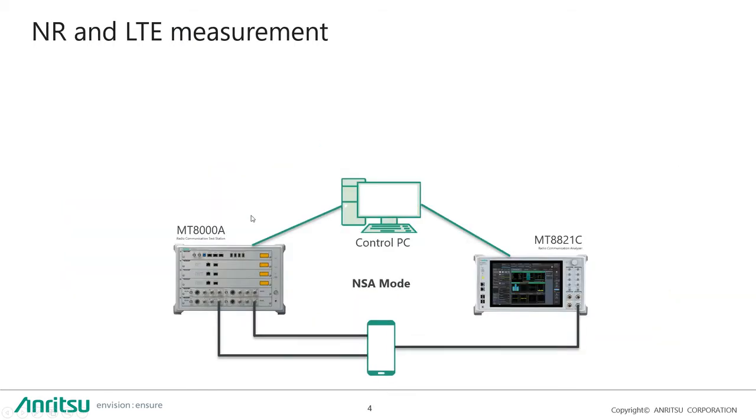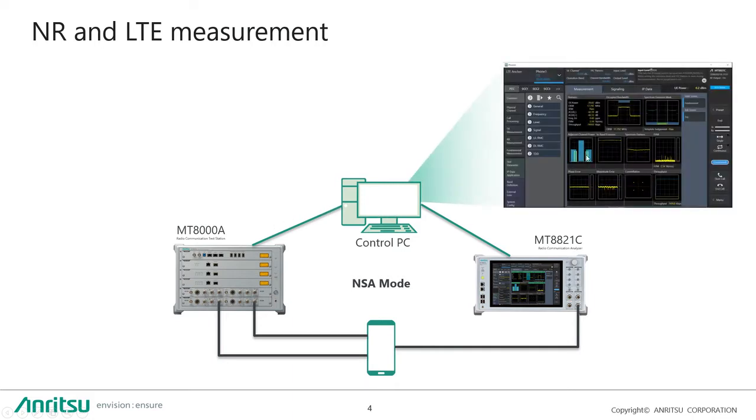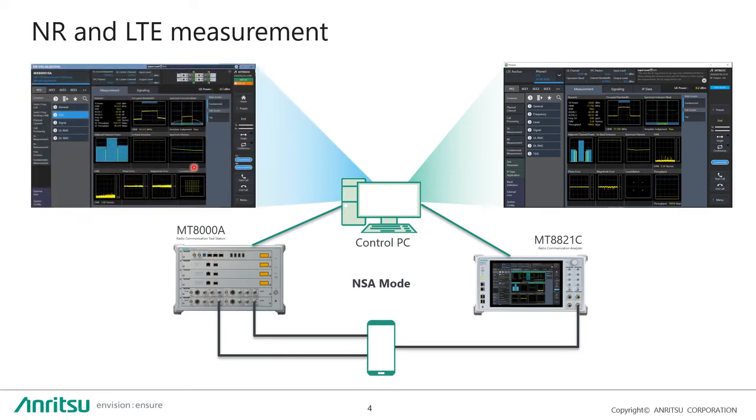If we now focus on control PC, we will see two measurement windows. First is related to LTE measurements. Second is related to 5G NR parameters and measurements. Having two separate windows allows us to make concurrent LTE and 5G measurements with instant access to both measurement results.